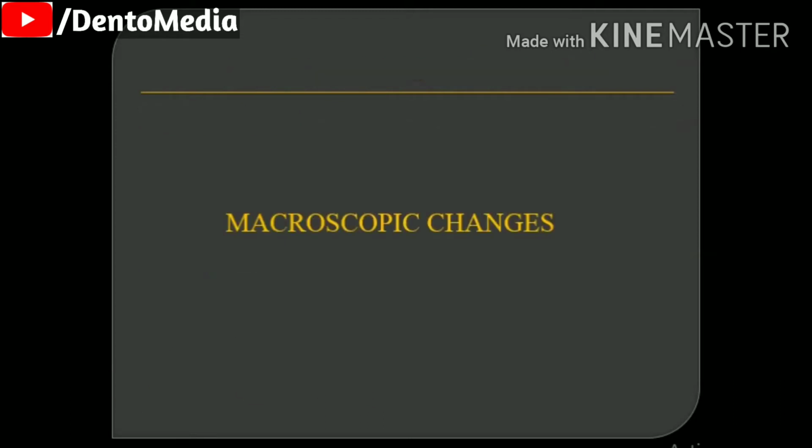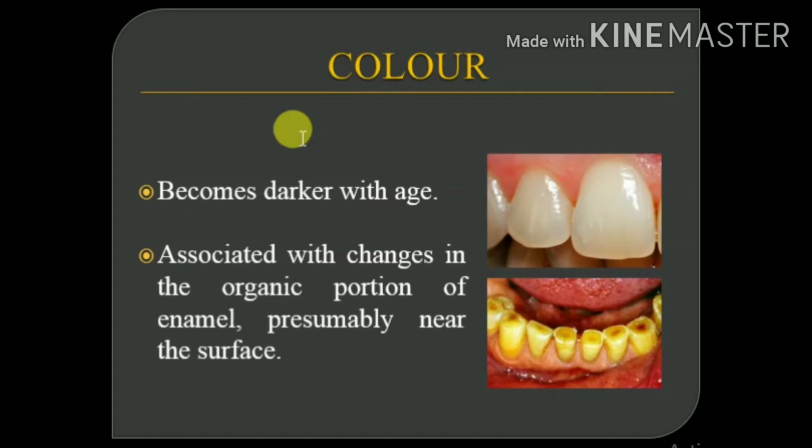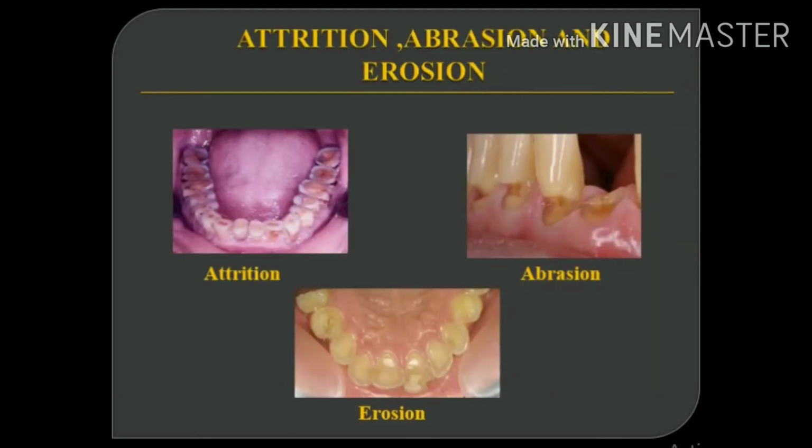Now discussing the macroscopic features in detail, let's move on to color. The color of the enamel becomes quite darker with age. It is associated with changes in the organic portion of the enamel, presumably near the surface. We have attrition, abrasion and erosion.